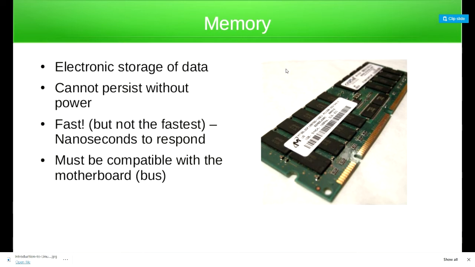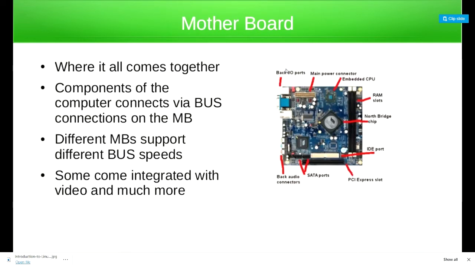The third one is that it is fast. Why do they call it fast, but not the fastest? Nanoseconds of response, maybe also. It must be compatible with the motherboard or the bus. Correct. It should be compatible with the motherboard, because we have units in Cisco which are the N5K, N2K, and N3K. If the memory is not the same capacity, or not compatible with the unit, it will not boot up either. So compatibility of the memory with the product you will make or use is very important.